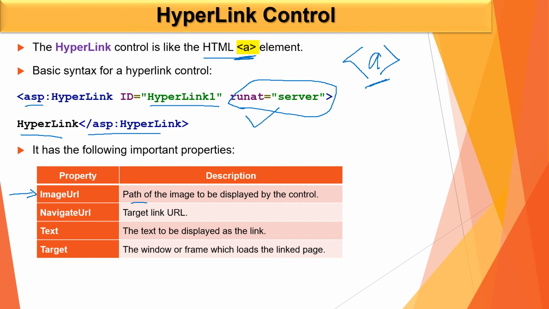Also, the next property is NavigateUrl. This is the target link URL that will be displayed. The next is Text. The text which will be displayed as the link. This is one of the properties, and the Target property is used to specify the window or frame which will load the linked page, the page linked to in the hyperlink control. So this is the hyperlink control.